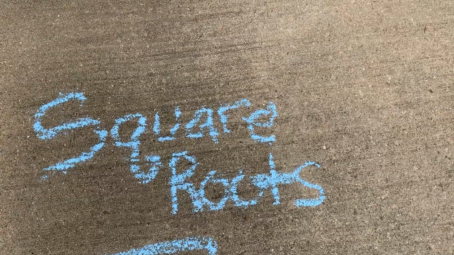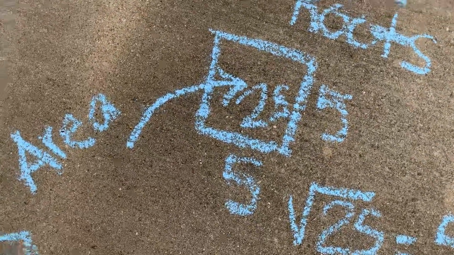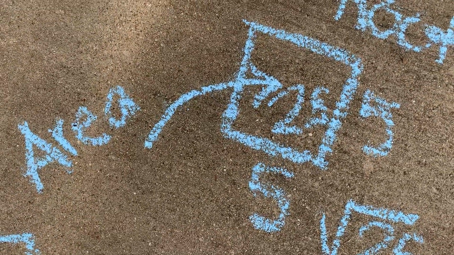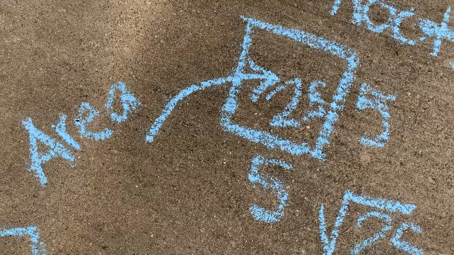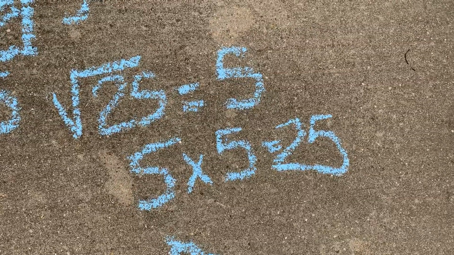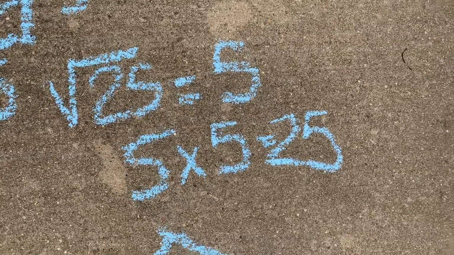Today we're talking about square roots. When you talk about the square root, you're talking about the area of a square. The area of the square is 25, which means the sides are 5 and 5. So if you take the square root of 25, that equals 5, because 5 times 5 is 25.